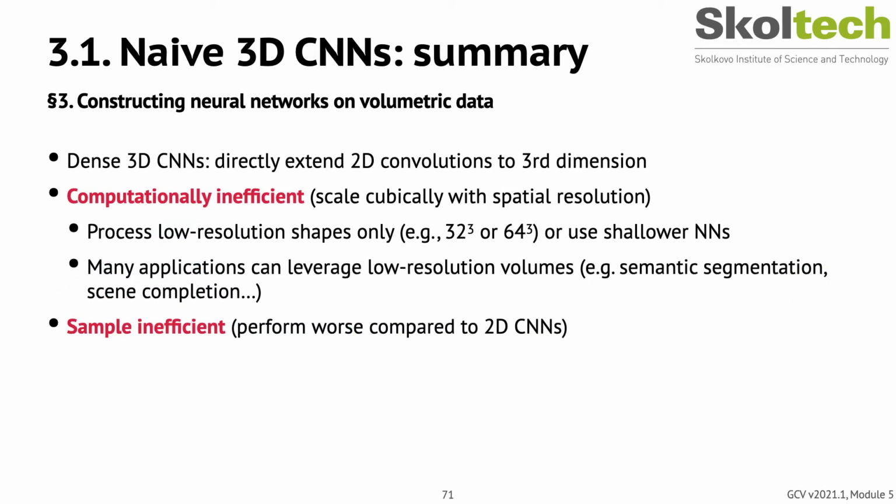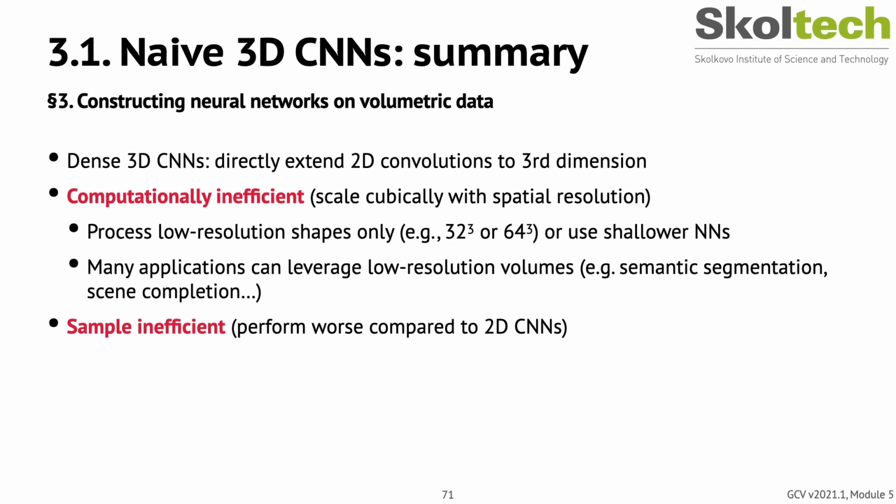So just to wrap up, the naive or dense 3D CNNs directly extend 3D convolutions to the third dimension, which is of course suboptimal as it is computationally inefficient because it scales cubically with spatial resolution. This forces you to use either low resolution shapes or crops of real scenes such as 32 cube or 64 cube, or use shallower neural networks. And this is really bad for deep learning, because much of deep learning has been leveraging the depth of the models that we're using.